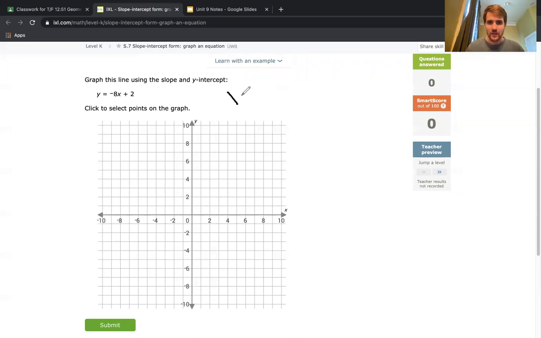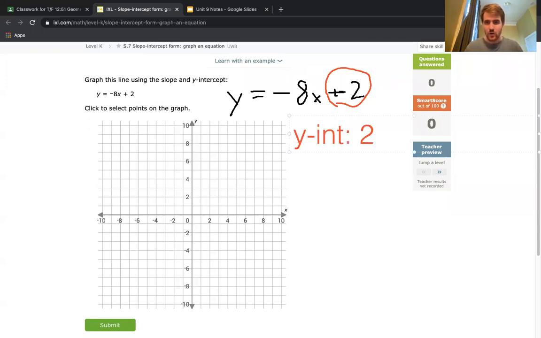How are we graphing this? Well, let's write out the equation a bit bigger so it's easier to see. y equals negative 8x plus 2. Let's find the y-intercept. That's going to be 2. So we can go ahead and write that the y-intercept is 2.